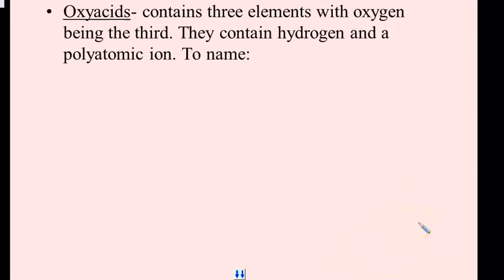Now we have oxy acids. Oxy acids have oxygen. So it's going to have hydrogen, some other element, and oxygen. So that's what we're going to see. H, another element, and oxygen. And so really what they have is hydrogen and a polyatomic ion. And I've given you that list of polyatomics, and I'm pretty much going to stay true to that list. But there could be others.